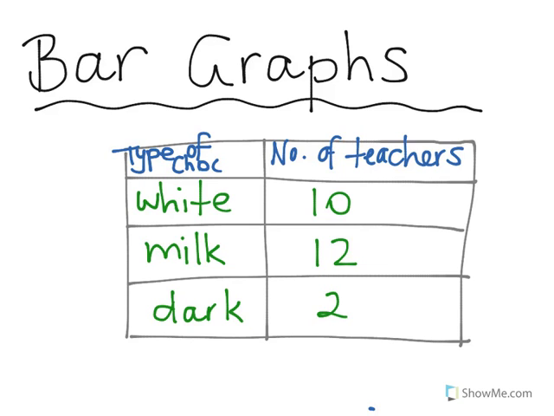So how do I actually know that this table should be put into a bar graph? Well, bar graphs are used to compare things between different groups. So in this case the groups are the different types of chocolate, the white, the milk and the dark. And then I've created a tally of the number of teachers that have said that they like that particular type as their favourite. So pause this video here so that you can jot down this table so that you can follow me as I plot it on the graph.